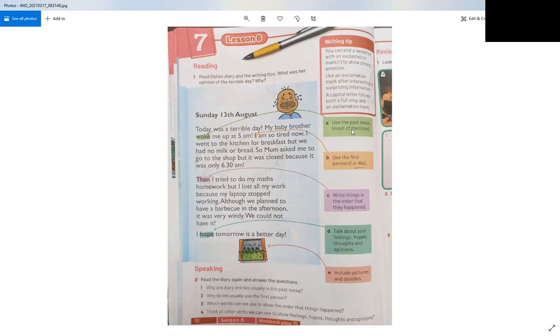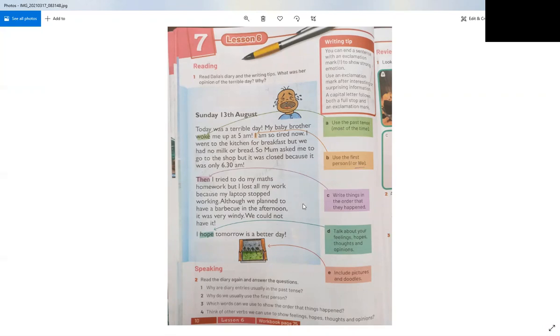Here we have some writing tips. We use the past simple tense most of the time because we're talking about something that happened already in the past. Use the first person I or we when we write about ourselves. Then we use the word then to write things in order. And this was the first part of the story, and this is the second part that we use here.